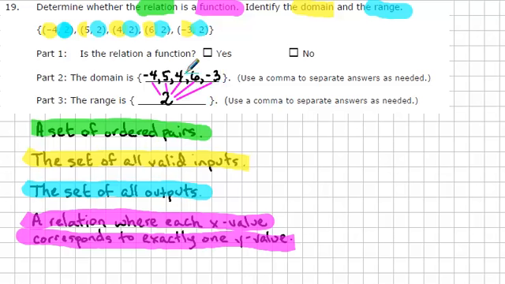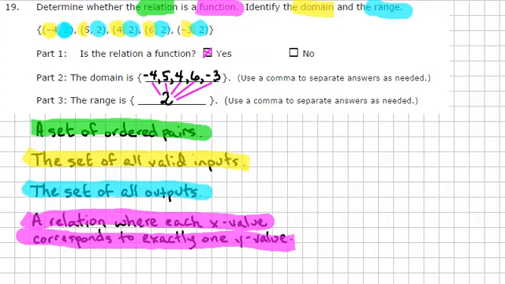Notice that each x value in the domain corresponds with just one value in the range. There's only one line that comes from each number in the domain. So that means that yes, this relation is a function. Now some students get confused because we see that the 2 value is repeated, and so they think, well, no, this is not a function relationship.